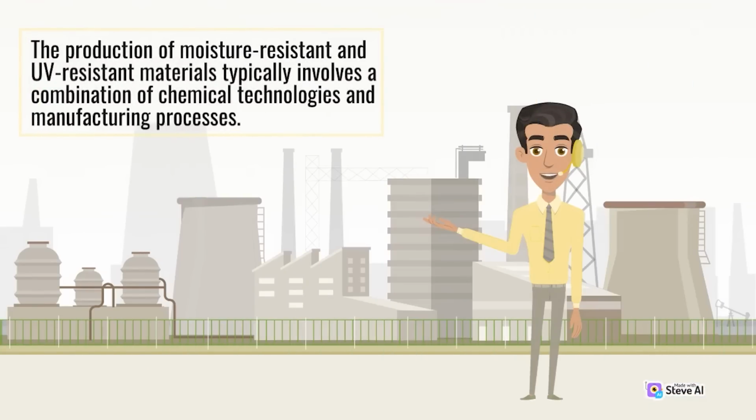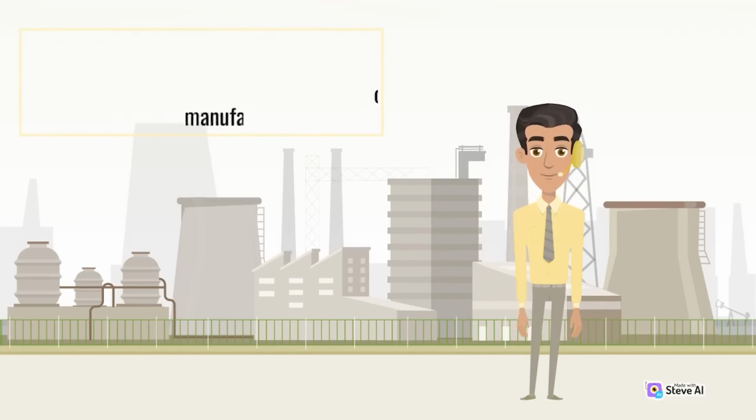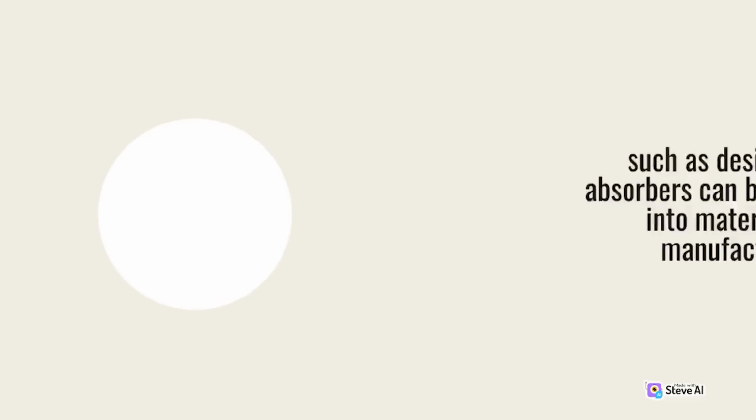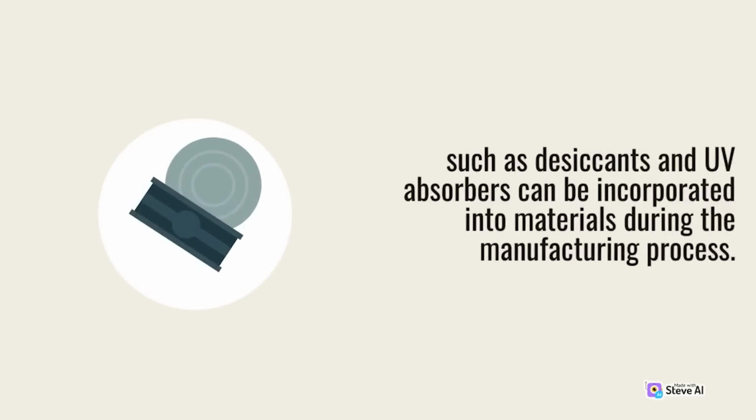The production of moisture-resistant and UV-resistant materials typically involves a combination of chemical technologies and manufacturing processes. For example, coatings and films can be applied to materials using techniques such as extrusion coating or laminating, while additives, such as desiccants and UV absorbers, can be incorporated into materials during the manufacturing process.